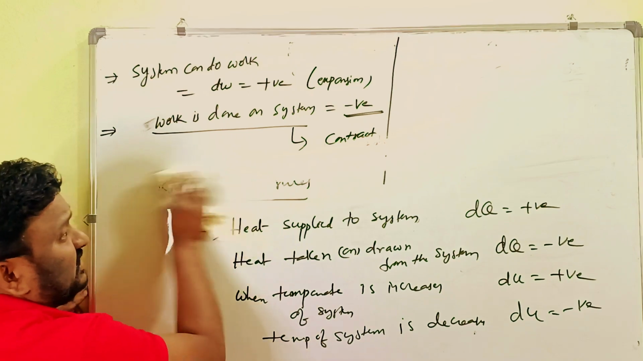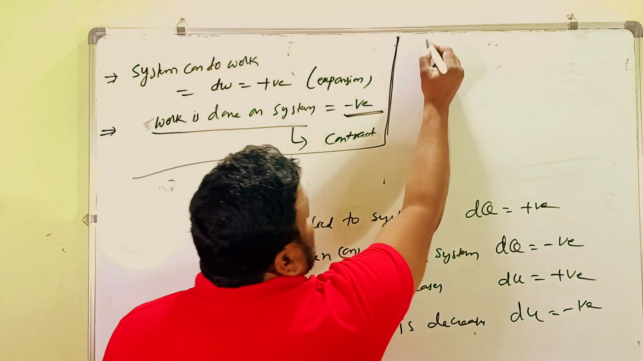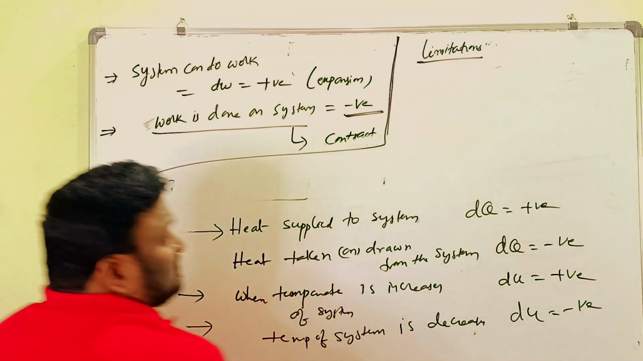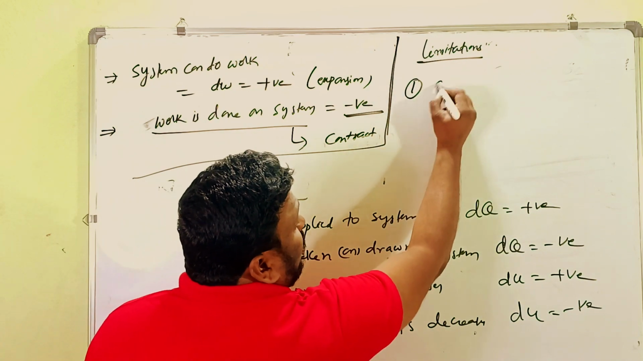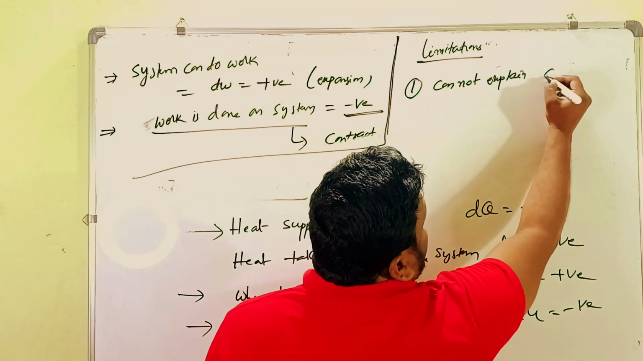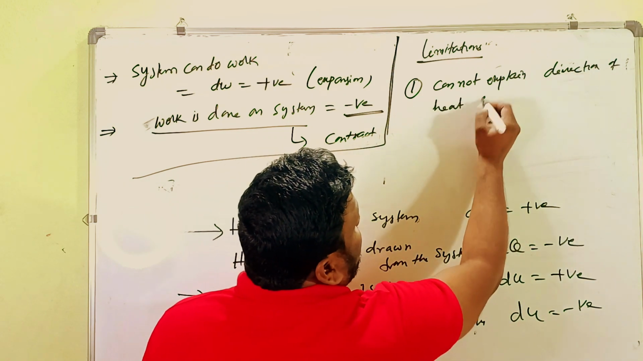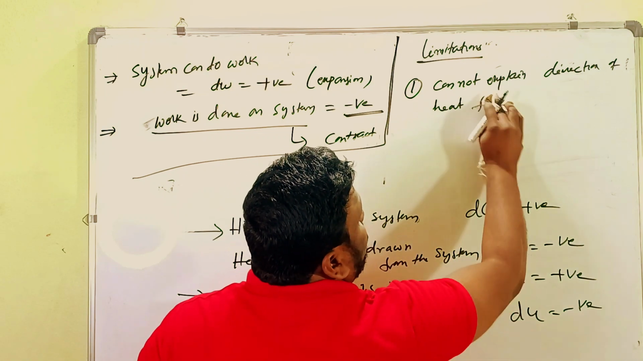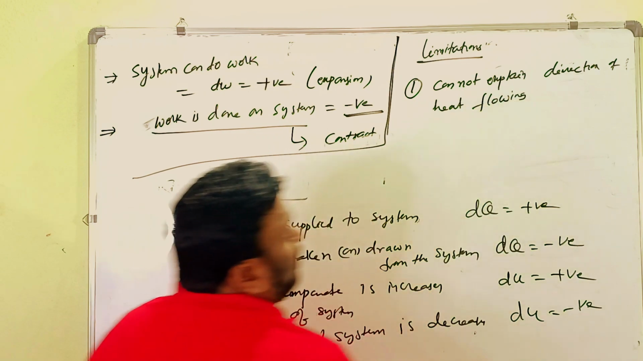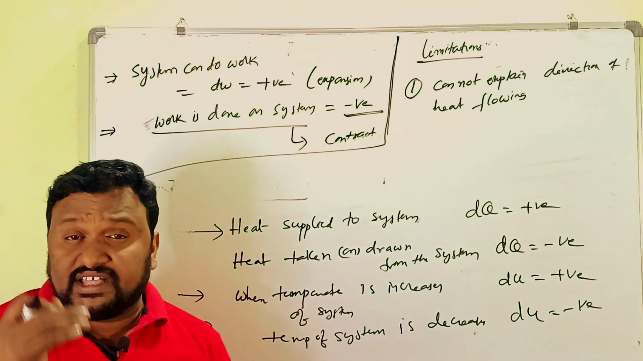So the next main thing is limitations. What are the limitations of the first law of thermodynamics? The first thing is that this law cannot explain the direction of heat flow. That means in which direction the heat is moving is not explained by the first law of thermodynamics. This is the main demerit of the first law.